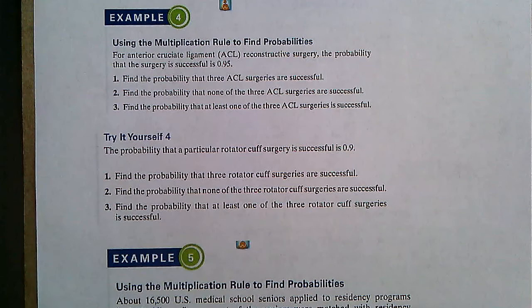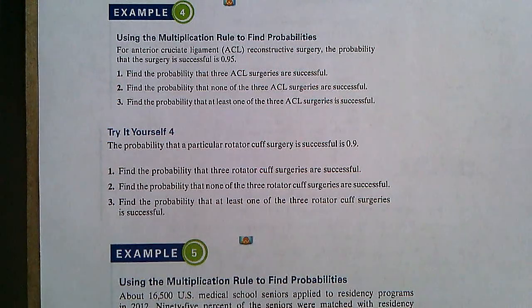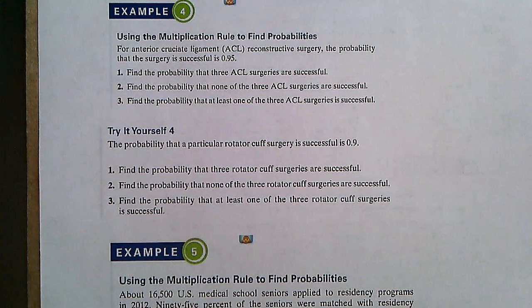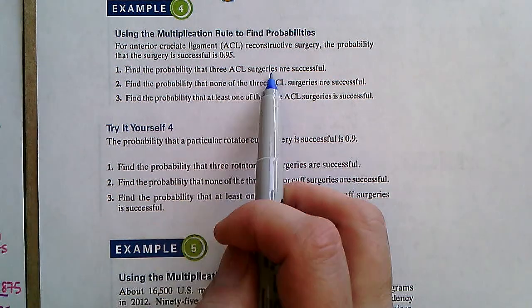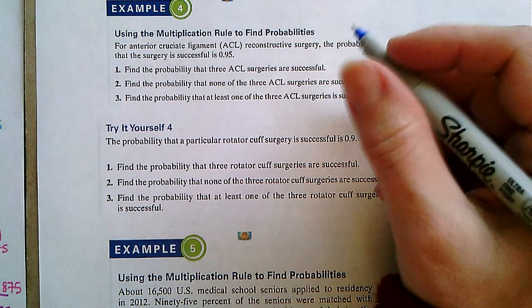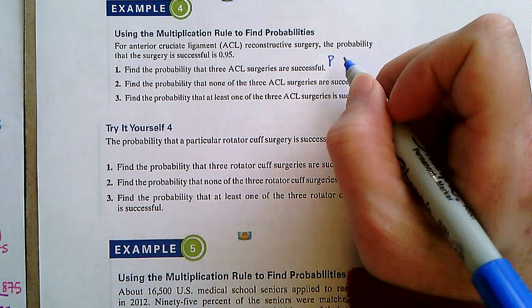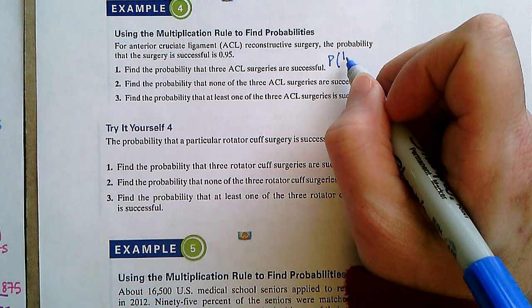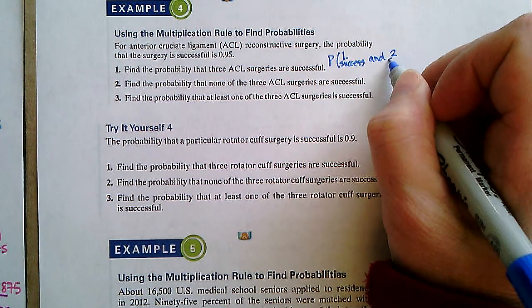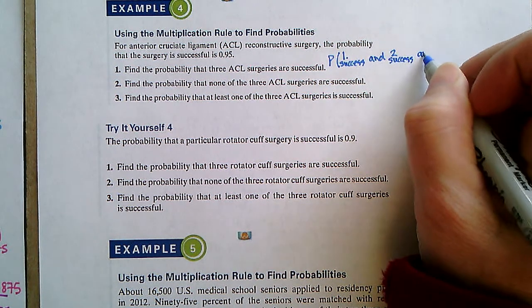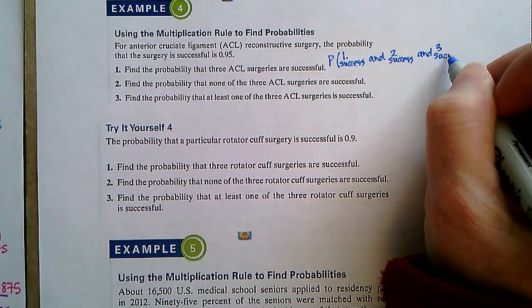Let's do some more practice using the multiplication rule to find probabilities. For ACL reconstructive surgery, the probability that a surgery is successful is 0.95. So we want to find the probability that 3 ACL surgeries are successful. In other words, we're finding the probability that the first one is a success and the second one is a success and the third one is a success.